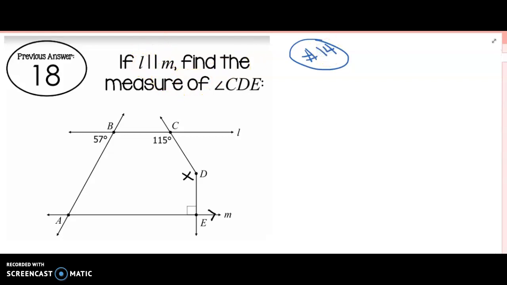All right, so once again, it's number 14. It says if L is parallel to M. So here's L, here's M, those are parallel. Find the measure of CDE. Now I've gone ahead and put an X here just to remind myself this is what I'm needing.